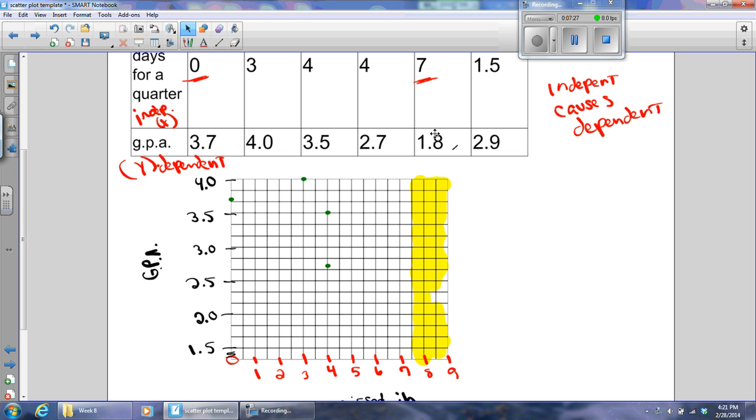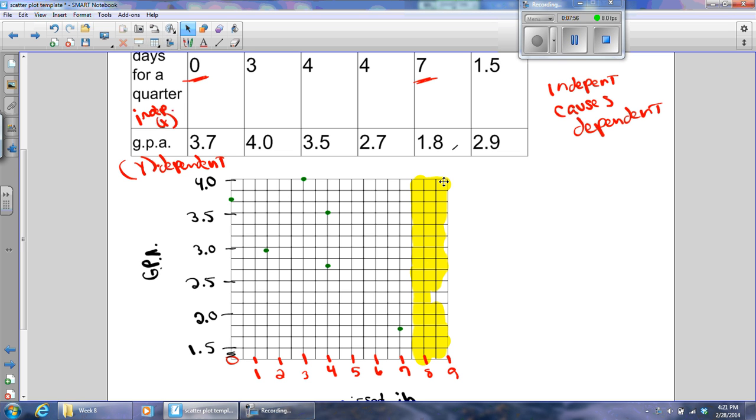All right, now 7 days, there's a 1.8 GPA. 7 days, let's see, 1.75 would be smack in the middle, so it'll be a little bit up. Okay, and then at 1.5 days, which would be here, the person's GPA is a 2.9, so it's going to be something like that. Okay, now this data doesn't look very linear, does it? No. And we're going to talk about what that means.